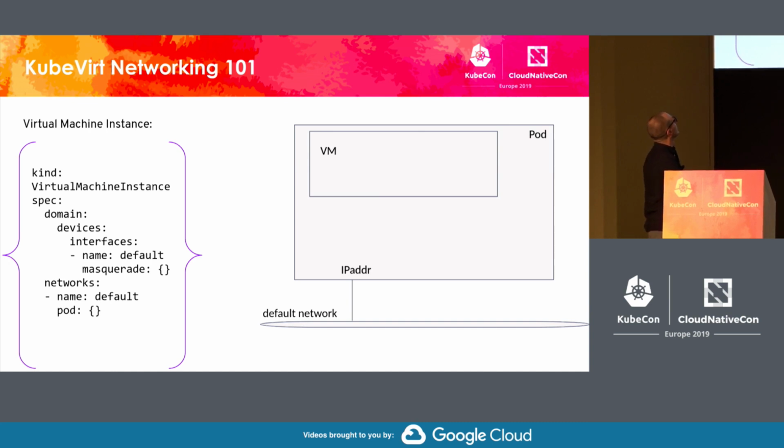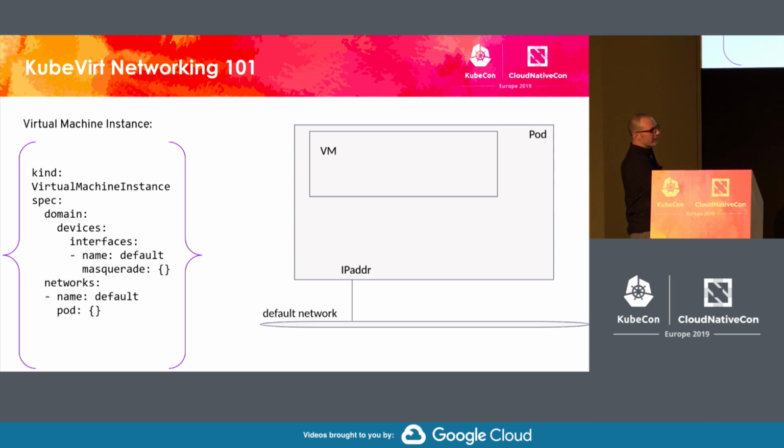So let's take a little bit of a look at our networking. We've got here our custom YAML on the left and a little diagram showing that we'd have our VM running in a pod and it's going to have an IP address connected to the default network.